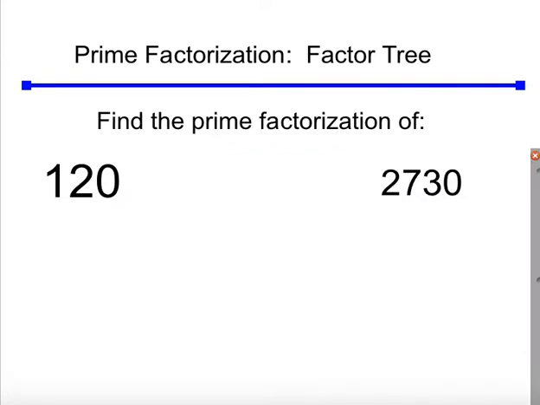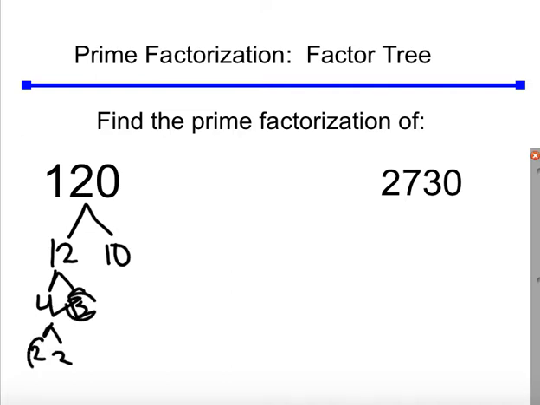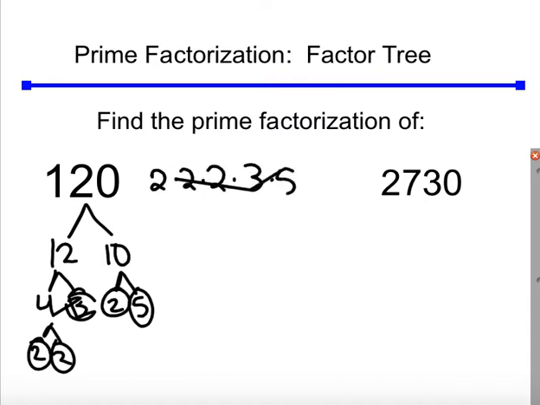We can do that for a bunch of different numbers, and we can try with something like 120. We can break that down to 12 and 10, break that into 4 and 3, 2 and 2, and then my 10 into 2 and 5. So my prime factorization of 120 is 2 times 2 times 2 times 3 times 5.